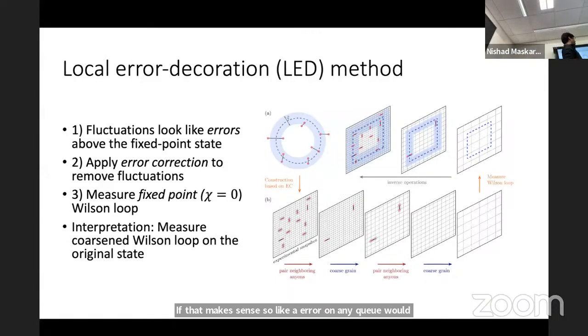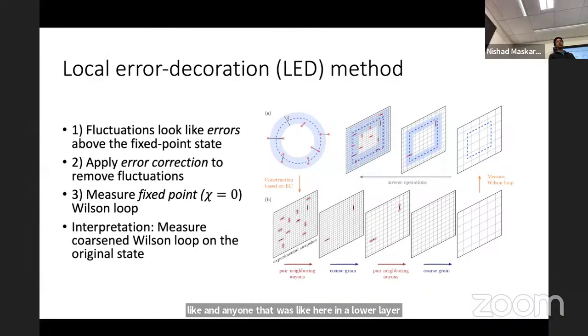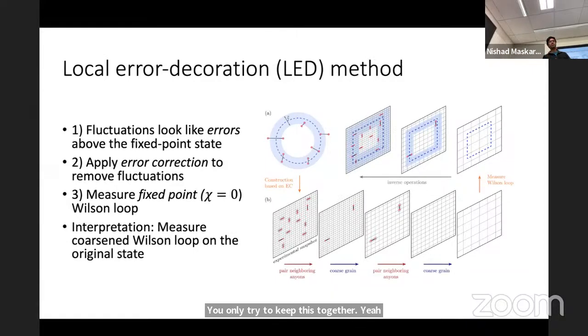However, when we do this coarse graining step, we group chunks of qubits together and in theory replace them with one qubit. So a qubit after coarse graining corresponds to an aggregation of a chunk of qubits at a lower layer. So an anyon that was here in a lower layer will still propagate up to the higher layers. The coarse graining is done so that you don't discard any anyons. You only chunk qubits together. So it preserves the structure of the errors. Does that make sense? Yeah. Okay.